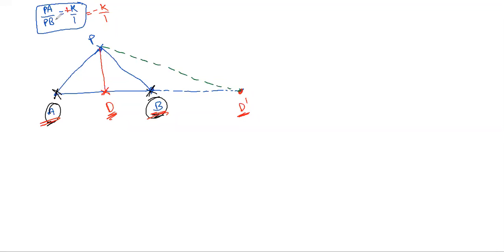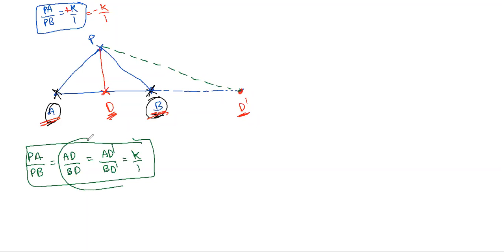Now the next step is, since the question tells us that PA by PB is equal to K, from the internal angle bisector theorem in geometry, PA by PB is equal to AD by BD. And the external angle bisector theorem tells us that PA by PB is equal to AD dash by BD dash. All of this is given in the question as K by 1. So using this data, we are able to find the points D and D dash. They will respectively be the ends of the internal angle bisector and the ends of the external angle bisector.